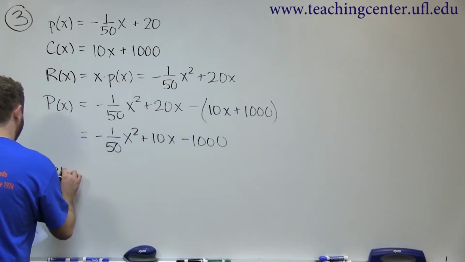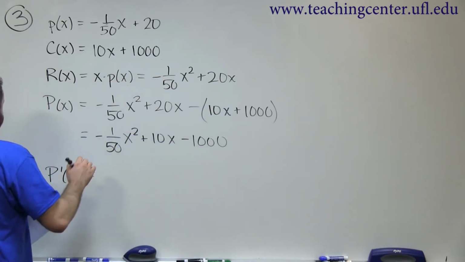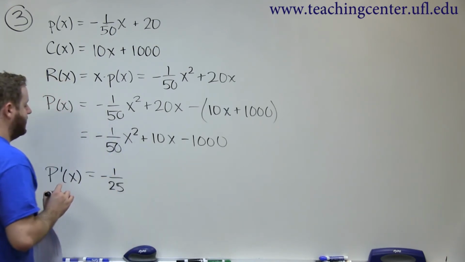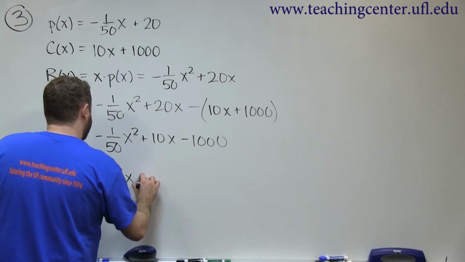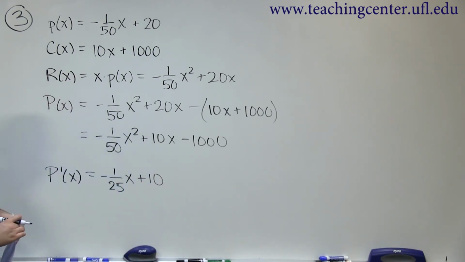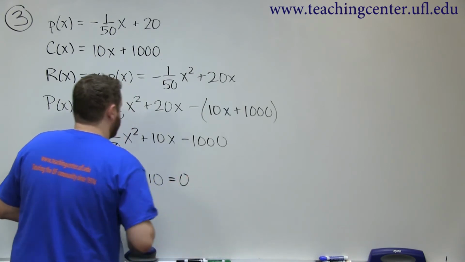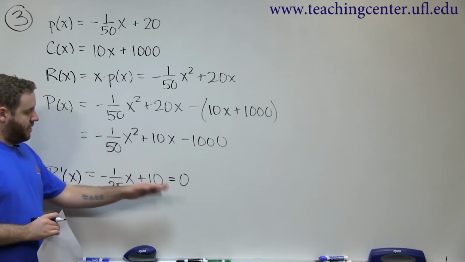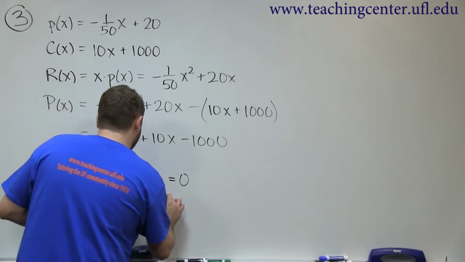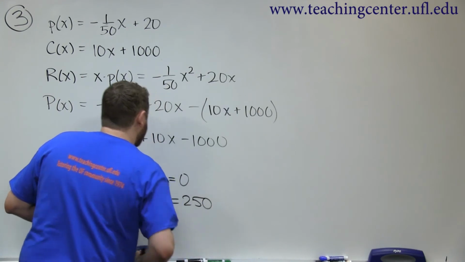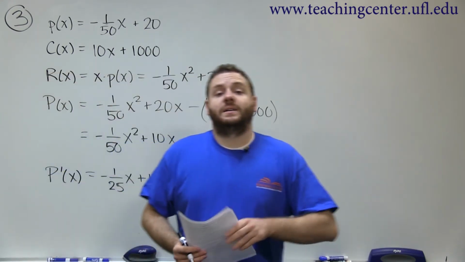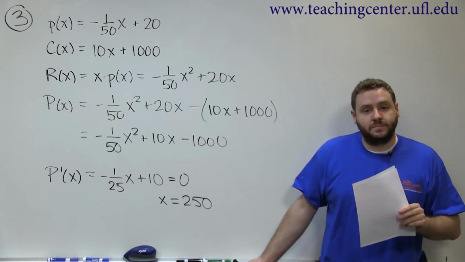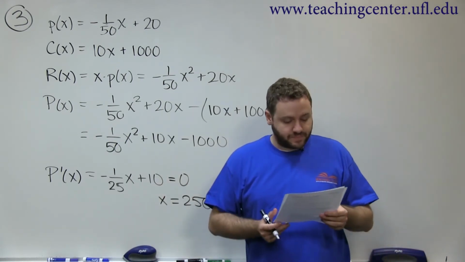So we'll do that, P prime of x. Taking the derivative here, we get negative 1 over 25x plus 10. And we want that to be 0 in order to give us the maximum. So if we add 1 over 25x over and multiply by 25, we get that x equals 250. Now note, that's not the answer to this part, because that says if we make 250 items, we'll maximize profit.